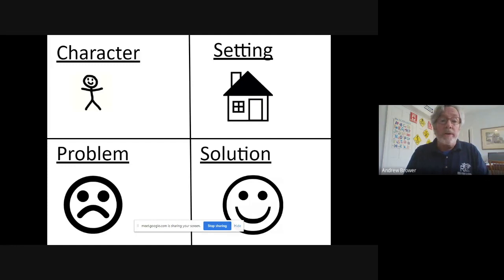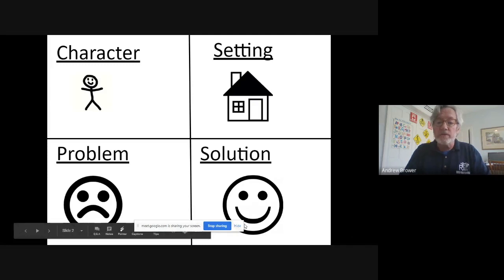Again, if you don't want to write those words out, or just to give you an idea of what we're talking about, the character, we have a little person there. That is the person or the animal, people or the animals that are in the story. The setting is where the story happens. That's why we have a picture of a house. The problem is something that's wrong or something that has to be fixed. That's why there's a sad face. And the solution is how we fix the problem. And so that's why there's a happy face, okay? Because we fixed that problem.